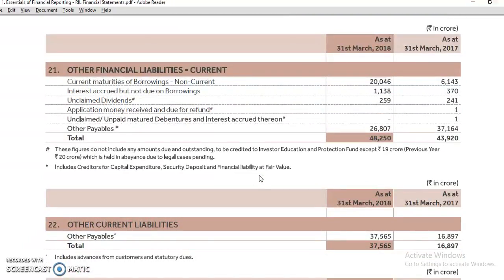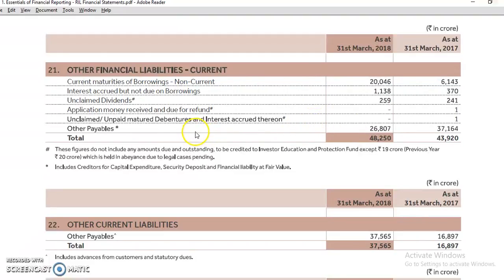Next are other financial liabilities, which are current. First, current maturities of borrowings. They have taken some loans or borrowings which were non-current previously, but now the maturity has come within 12 months, so they have been classified from non-current to current. Then interest accrued on those borrowings, unclaimed dividends, application money, and other payables.